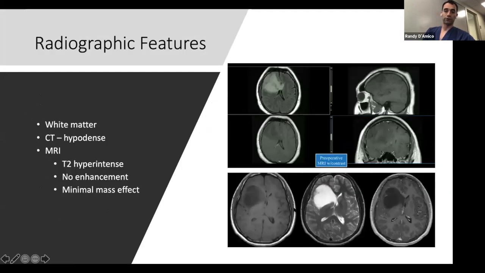So radiographic features, we start looking at how do we tell the difference? How do you know if someone has a low grade or a high grade? And the truth is you really don't until you get tissue, right? And so you can take some guesses though.